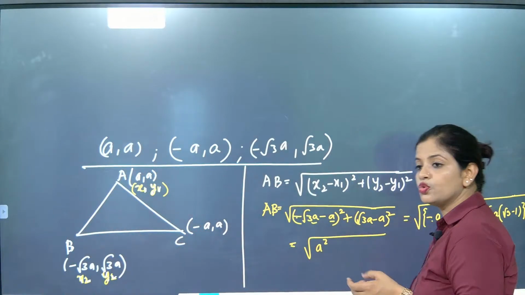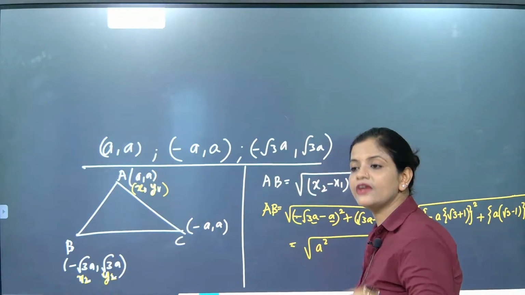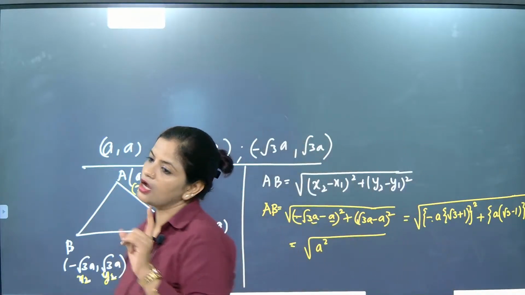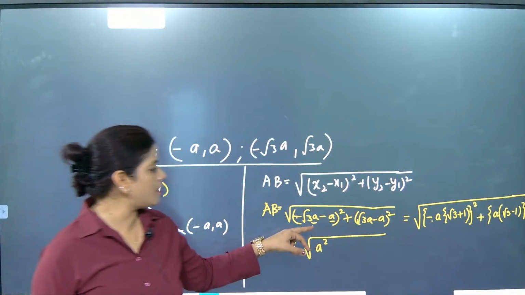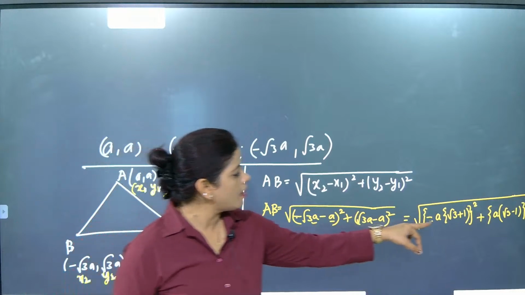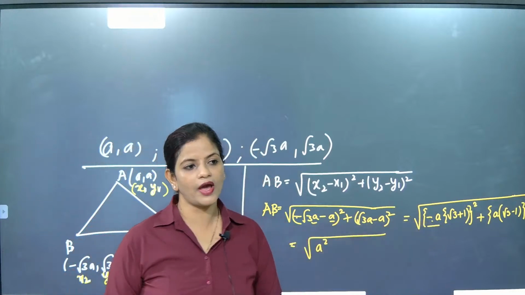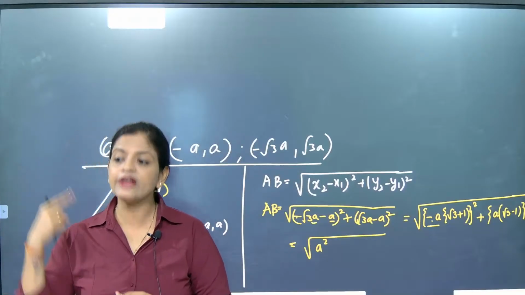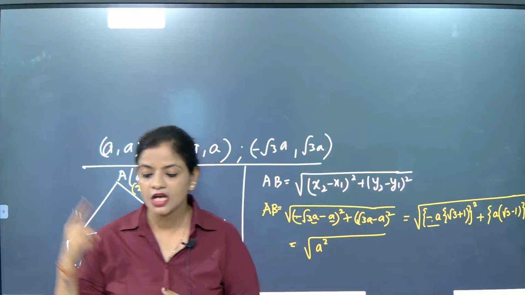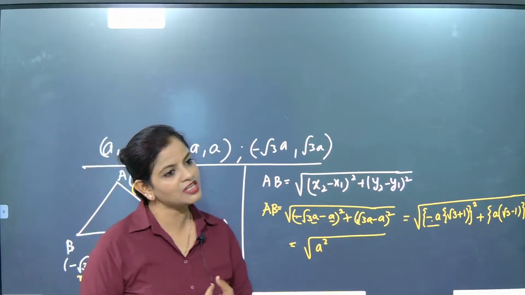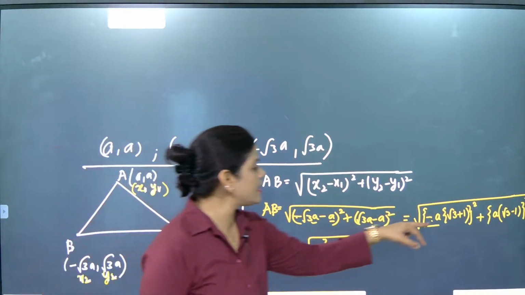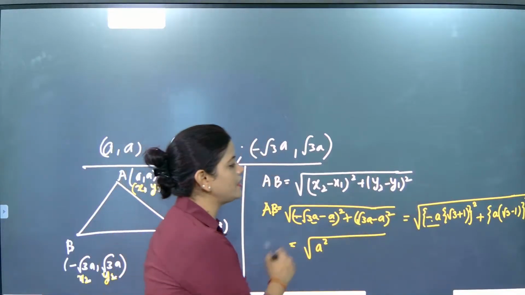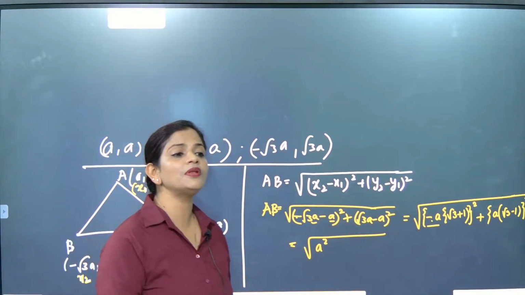Now beta, here root 3 plus 1. Remember this: a negative square is always positive. If somebody talks to you about minus a whole square, you will say minus a whole square is a square. A negative square always comes as positive. So here minus a whole square will become a square. Now beta, root 3 plus 1 whole square.